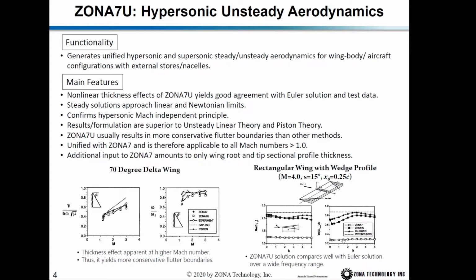However, if you use Zonal 7, which cannot include the airfoil thickness effect, you have a solution right here. And if you use piston theory, you also have a solution there. So this example shows the Zonal 7U can capture the hypersonic effects.